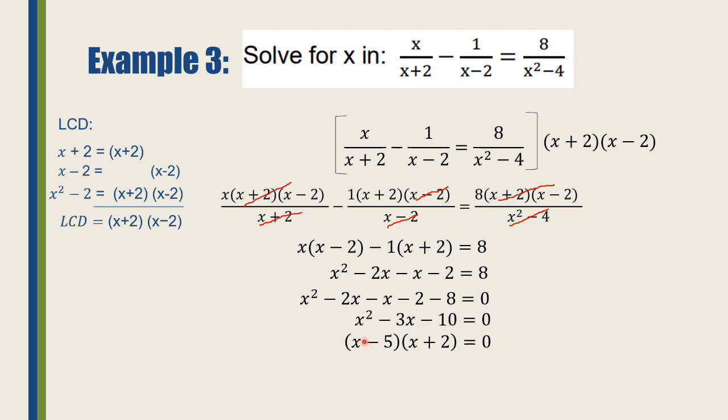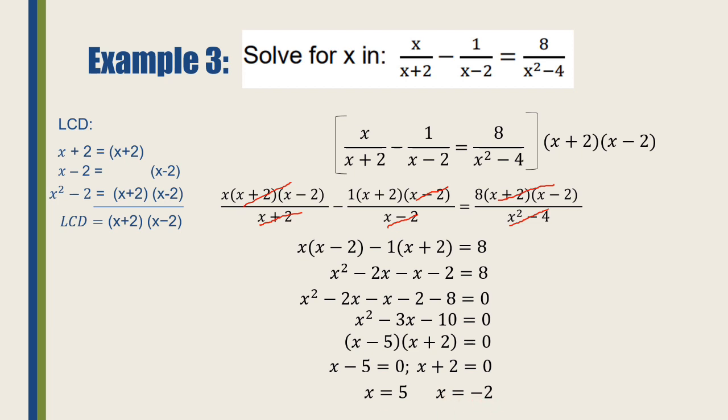So what will be the factor of x squared minus 3x minus 10? Yes, that is equal to the quantity of x minus 5 times the quantity of x plus 2. Okay, and we are going to equate x minus 5 is equal to 0. Then x plus 2 is equal to 0. So therefore x here is equal to 5 and another x is equal to negative 2.